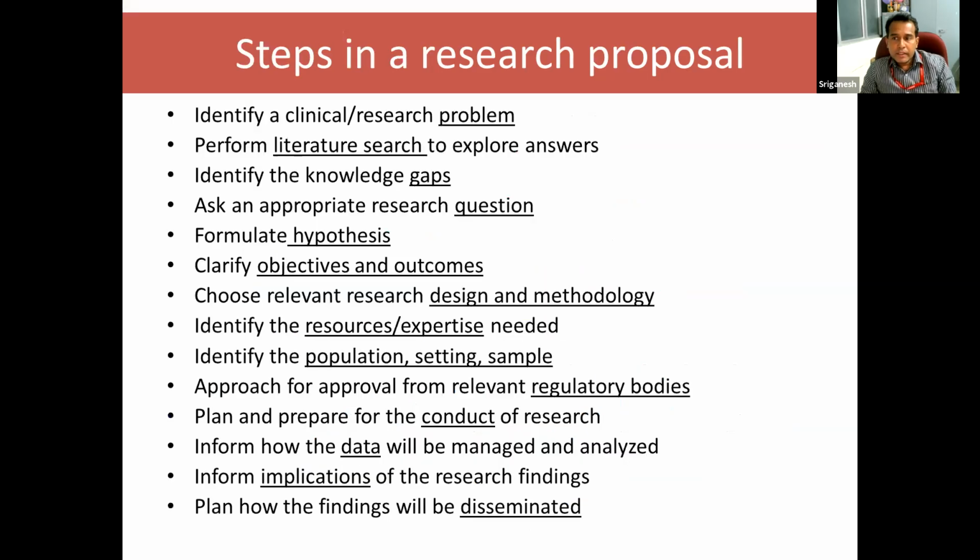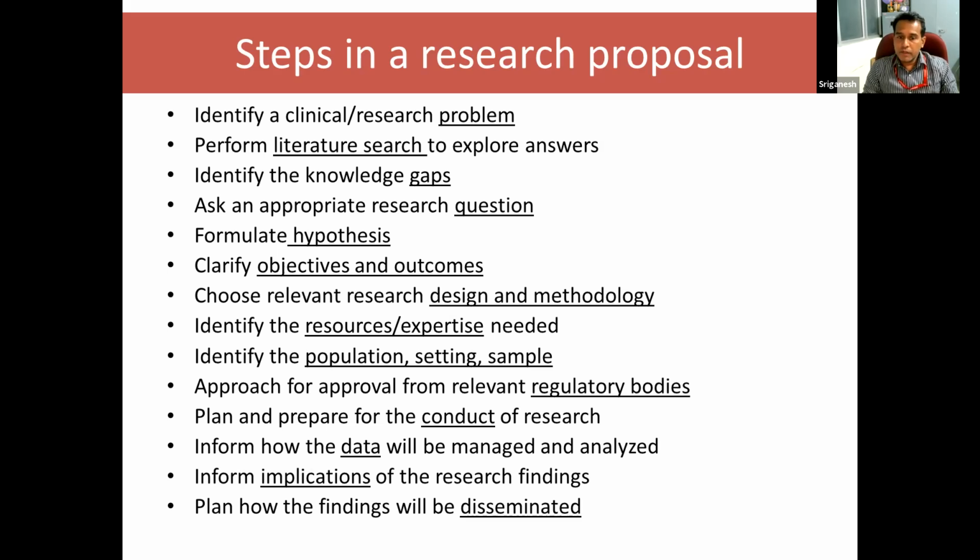So I have listed the steps in the conduct of a research proposal. The first thing is to identify a research problem, which I mentioned at the beginning. The next is to perform the literature search to know the current status and identify the knowledge gaps. And this will also help you refine your research question in a better way and formulate the hypothesis. Then you have to clarify your objectives and outcomes clearly and choose an appropriate research design that is relevant for your study. You also need to identify resources and expertise. Some of the resources may not be available. You need to acquire them.